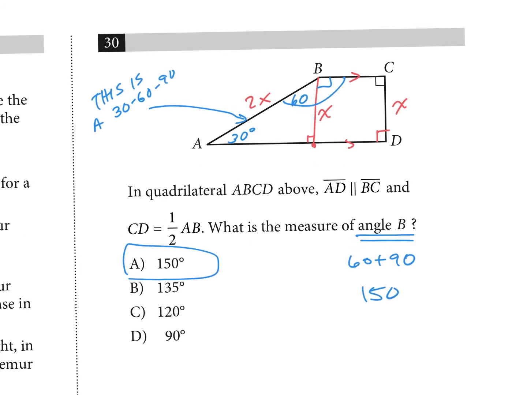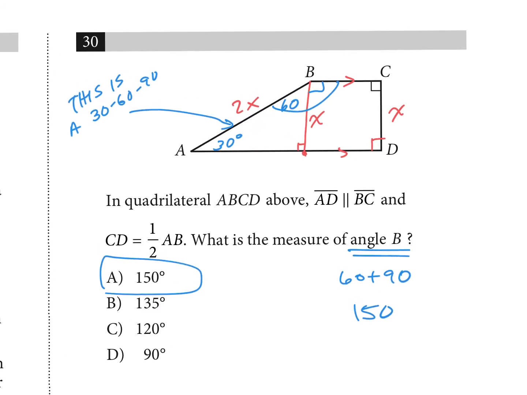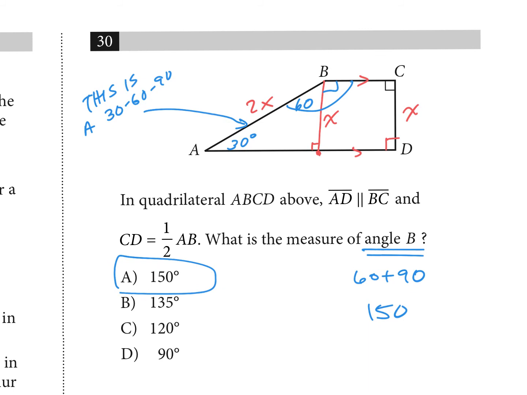30 is one of the few geometry questions we've seen, but it has some interesting information. In the quadrilateral above, AD is parallel to BC. So this is a trapezoid, if you don't know. A trapezoid is a quadrilateral with exactly one pair of parallel sides. It says CD is 1/2 of AB. So I labeled that X, and 2X.